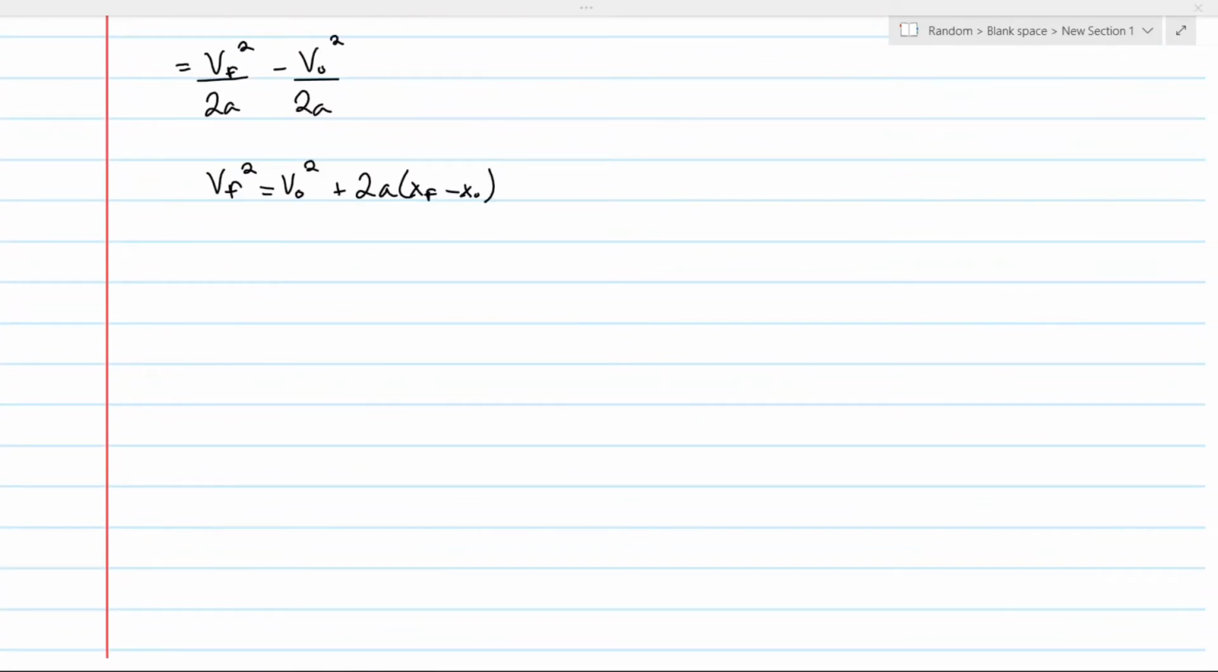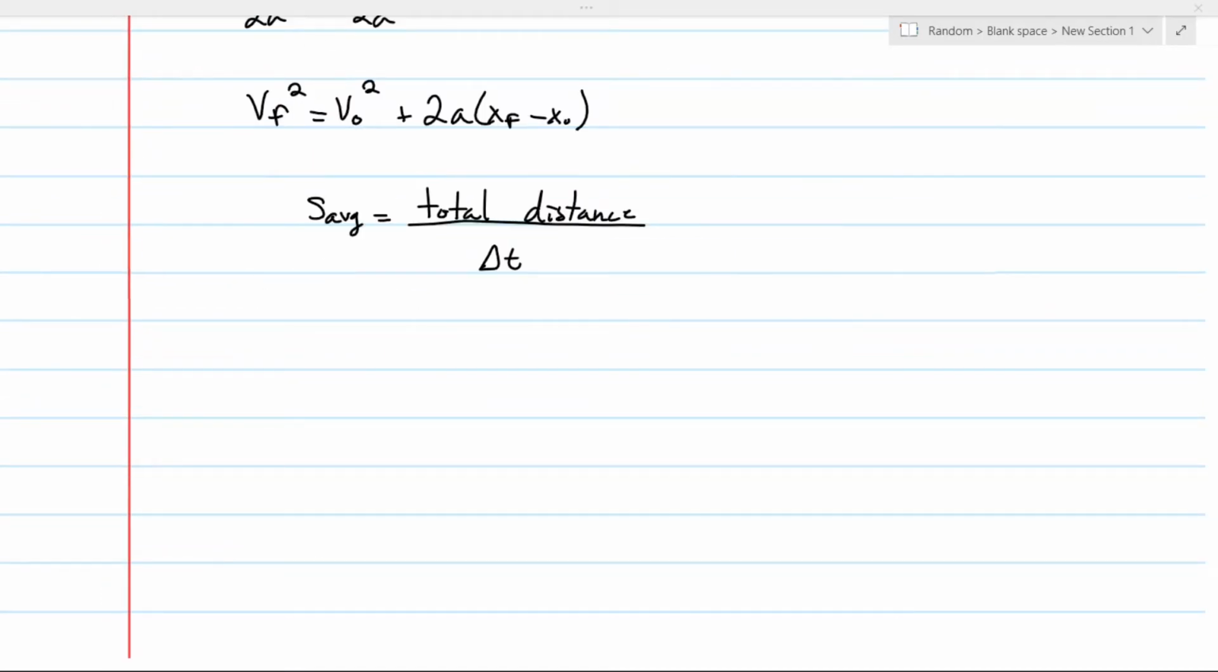And lastly, the average speed is equal to the total distance divided by the change in time. Okay, so we've worked out a whole bunch of equations. Let's summarize.